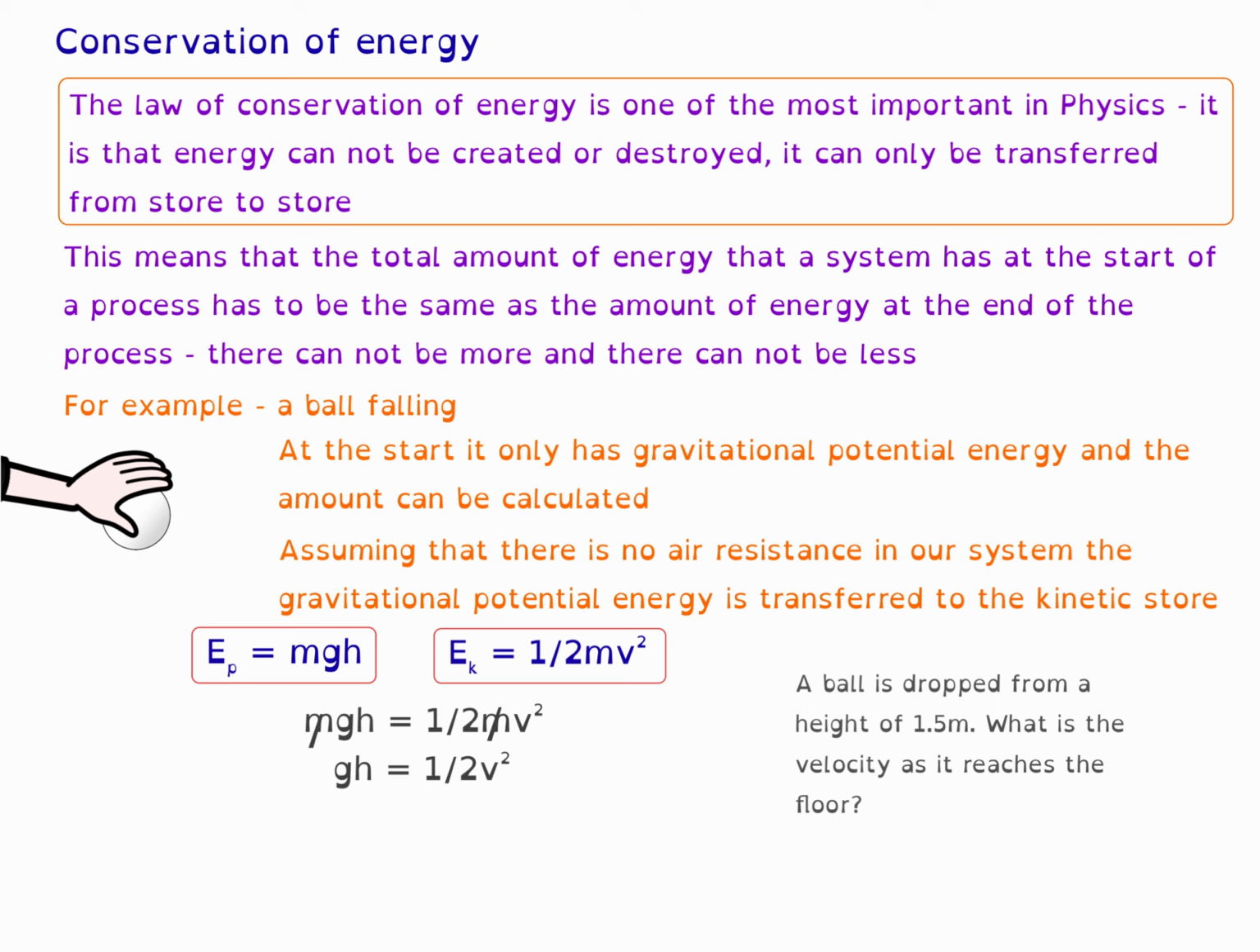Now we can substitute in our numbers and rearrange, and we end up with v squared equals 9.8, which is our gravitational field strength, times 1.5, which is our height, and we divide that by 0.5, which is our half from the previous equation. And this gives us 28.29. This is v squared and not v, so we need to do the square root of this. So the square root of 28.29 gives us v, which is 5.31 metres per second.